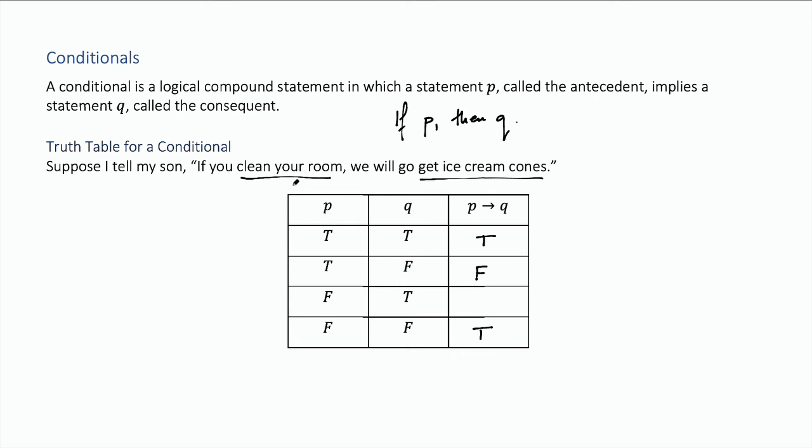I just didn't tell him that there were other ways to get ice cream cones. Maybe he did something else really nice. Maybe he did the dishes, or maybe I was just feeling in a really good mood, or maybe I just really wanted ice cream. Okay, there are other ways that we could get ice cream cones. So I didn't lie here. I still told the truth. So this is how you construct a truth table for a conditional, all right? The only way that a conditional is false is if the antecedent is true and the consequent is false.